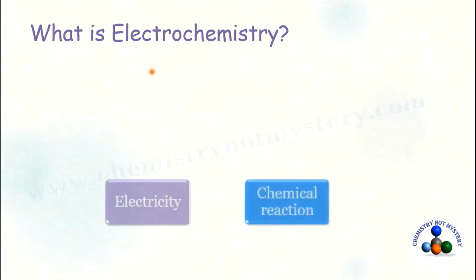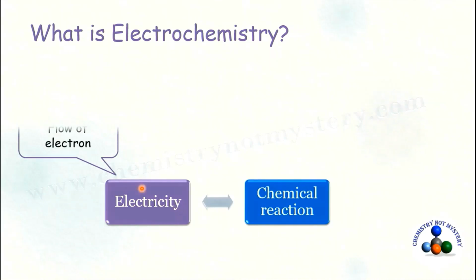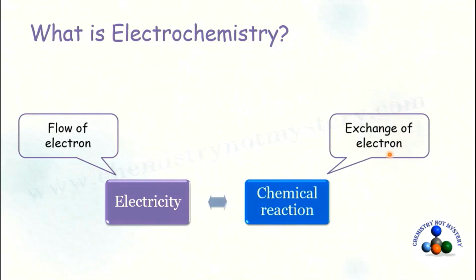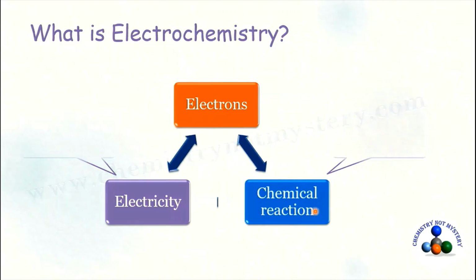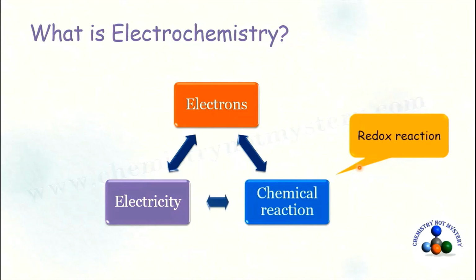In electrochemistry, we study interconversion of electricity and chemical reaction. Electricity is the flow of electrons, and in chemical reaction there is exchange of electrons. So electrons can be the connecting link between electricity and chemical reaction. But not all chemical reactions. Specifically, redox reaction is used for the interconversion of chemical reaction into electricity.